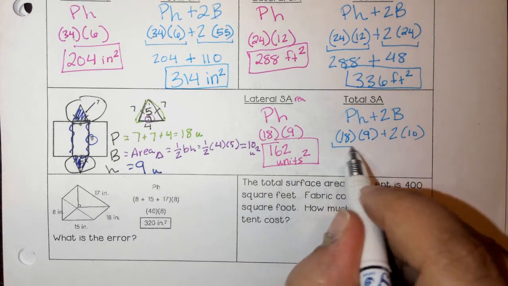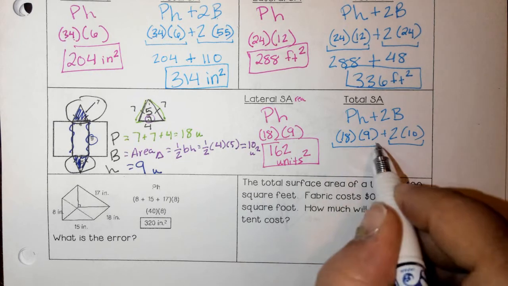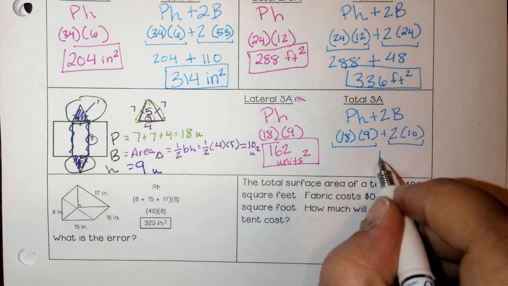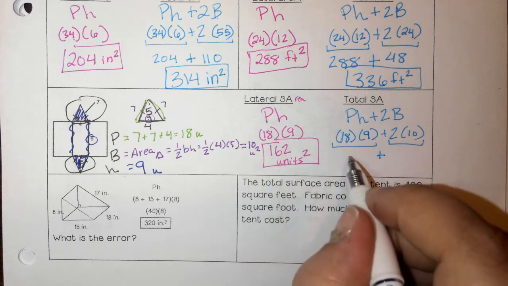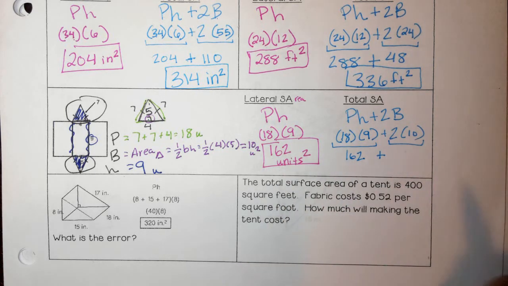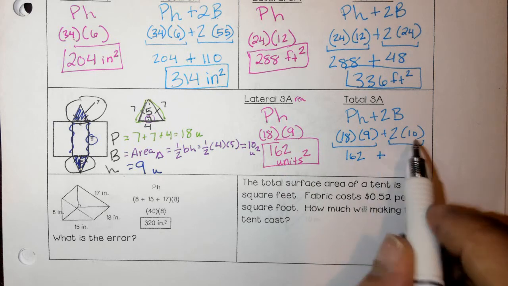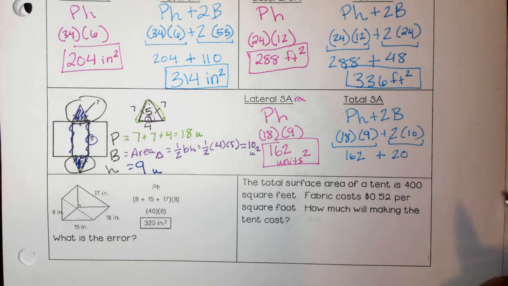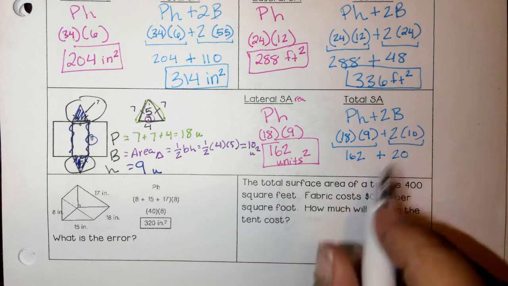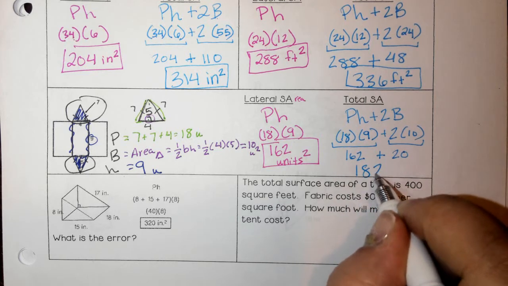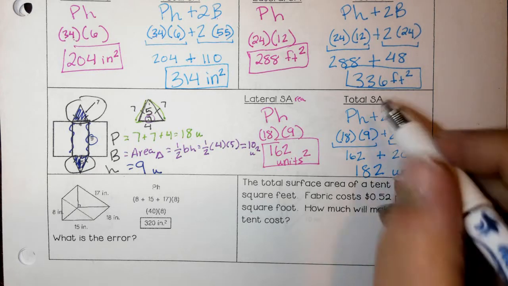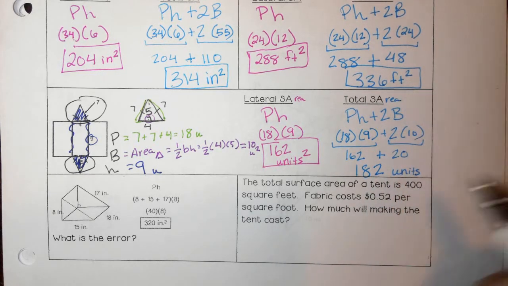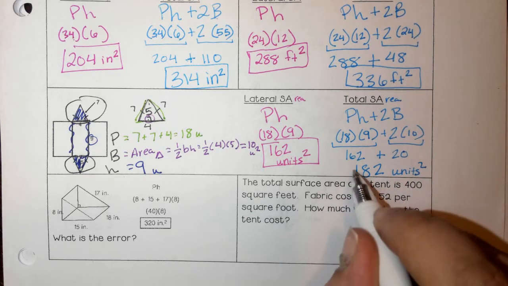So now we've got to do this multiplication, 18 times 9 and 2 times 10, before we can add their products. 18 times 9 is 162, and 2 times 10 is 20. 162 plus 20 is 182. I'm using the word units, and because this is a type of area, this is units squared.